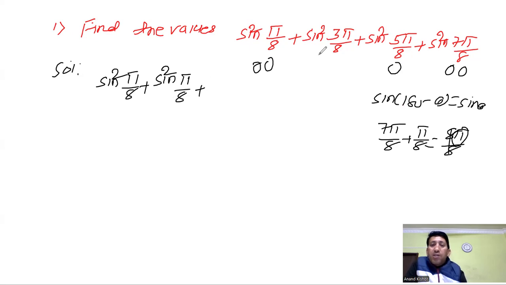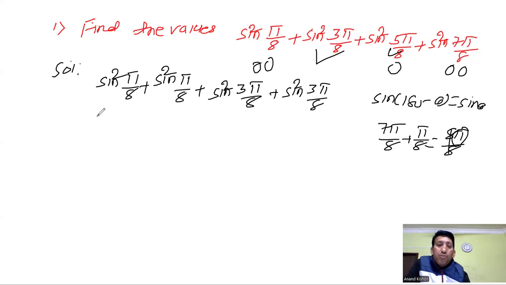Next, here also, sine square 3 pi by 8 and 5 pi by 8. 5 pi plus 3 pi is 8 pi by 8, the 8s cancel, pi. Again, after adding, the two angles are supplementary. Directly we can write sine square 3 pi by 8, and in place of sine square 5 pi by 8, we can write sine square 3 pi by 8. So 2 sine square, you can take 2 common, pi by 8 plus sine square 3 pi by 8.